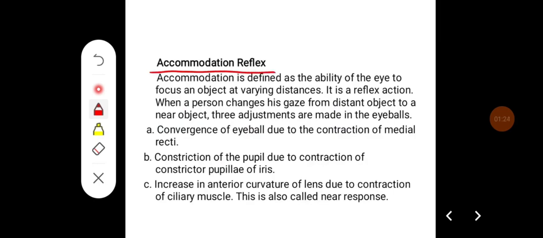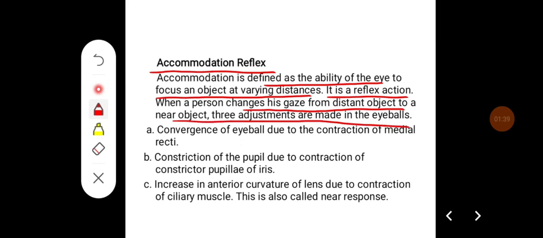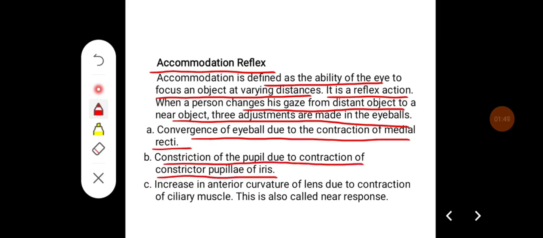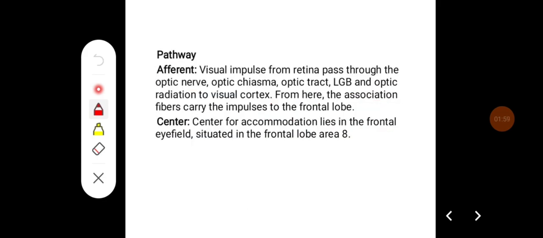Accommodation reflex. Accommodation is defined as the ability of the eye to focus on an object at varying distances. It is a reflex action. When a person changes his gaze from a distant object to a near object, three adjustments are made in the eyeballs. The first one is convergence of the eyeball due to the contraction of the medial recti. The second one is constriction of the pupil due to the contraction of the constrictor pupillae of iris. And the third one is increase in the anterior curvature of the lens due to the contraction of ciliary muscles. This response is also called the near response.